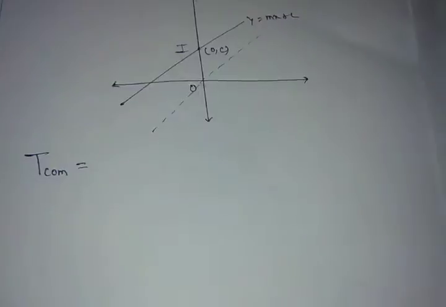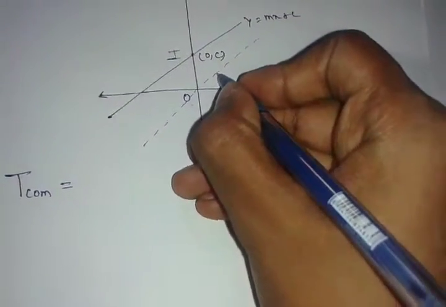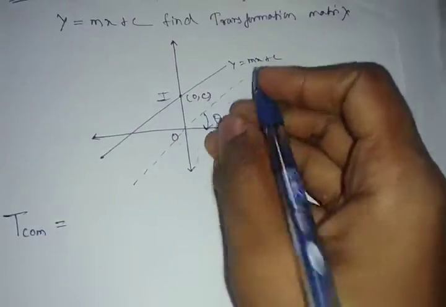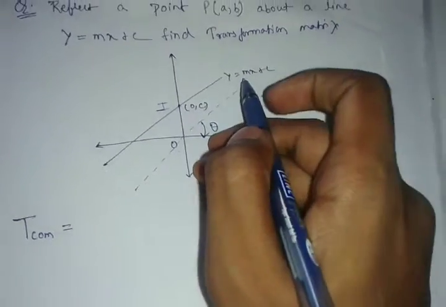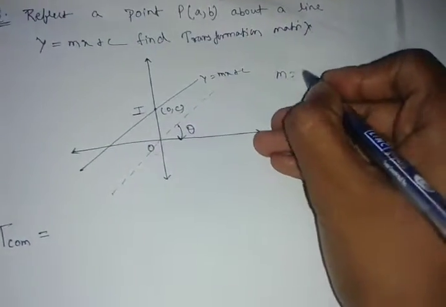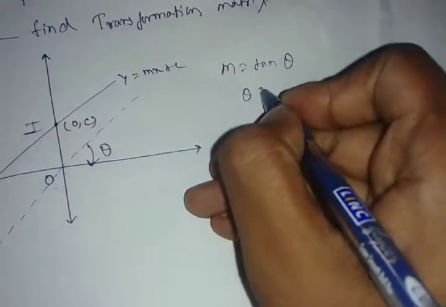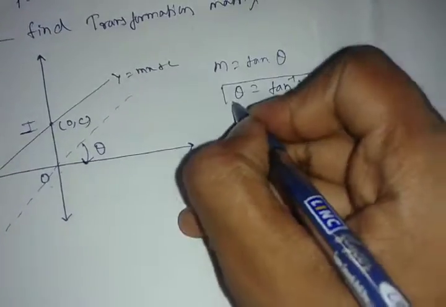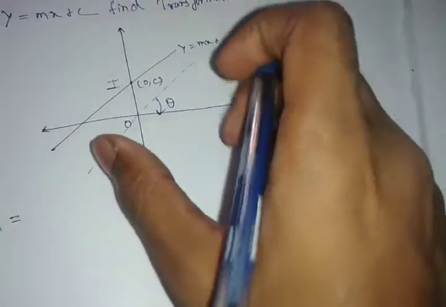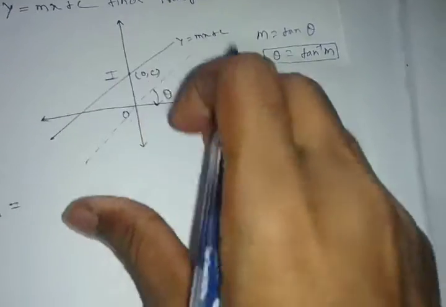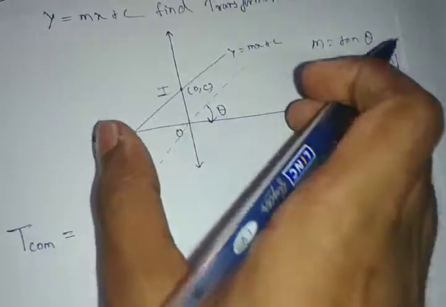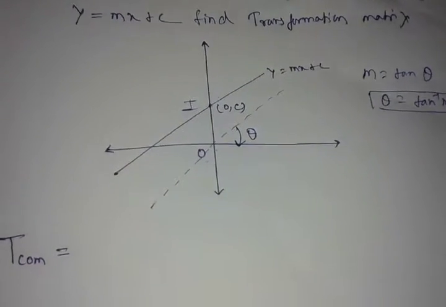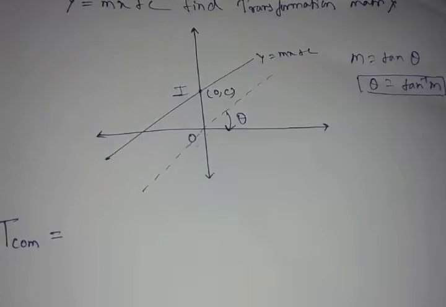Fine. Now what you do, you rotate it with a theta degree angle. Here theta equal to tan inverse m, because m equal to tan theta, so theta equal to tan inverse m. So you rotate this in the clockwise direction. What happens? This line coincides with x-axis. If this line coincides with x-axis, you know the reflection about x-axis and you can just reflect it.